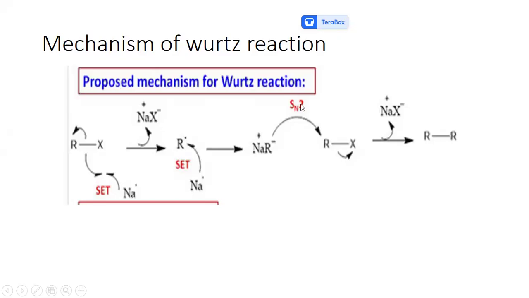In this case, the SN2 mechanism occurs. The negatively charged carbon attacks this carbon, releases the halogen, and forms this alkane. This is the SN2 mechanism. We will discuss all the details about the SN2 and SN1 reactions of alkyl halides later on in the chapter.